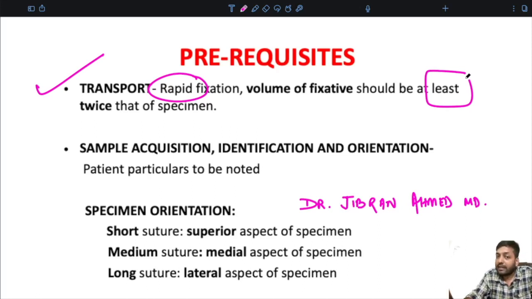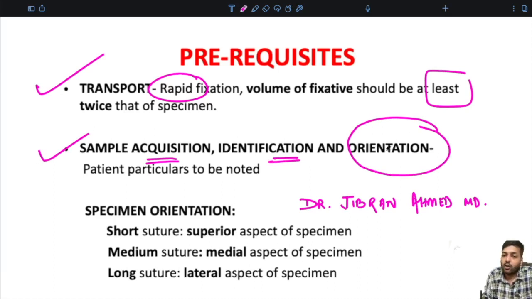Okay, not during the fixation. It is during the transport of the breast. Then the sample acquisition, proper checking, identification, orientation, patient particulars, all these things we have discussed under the basics. So you have to do that. I am not going to the details of that.